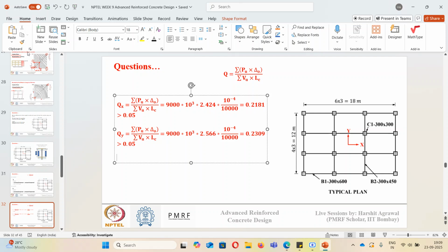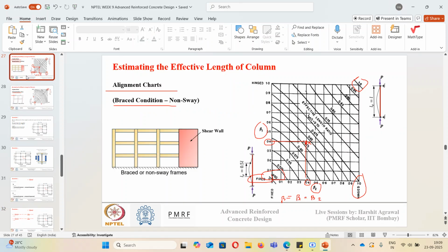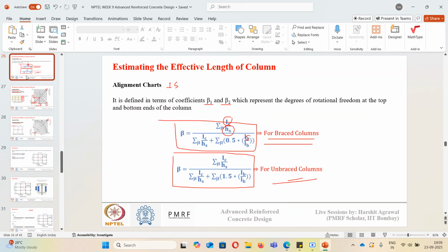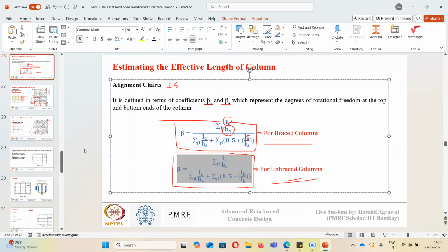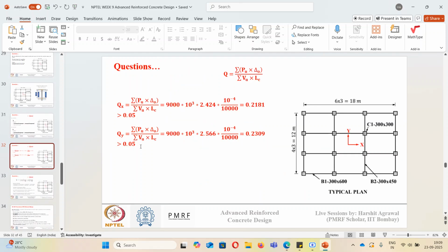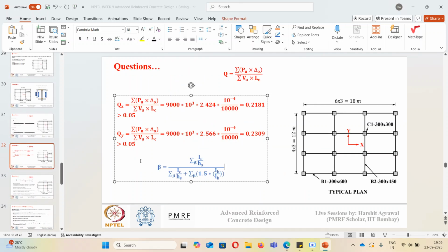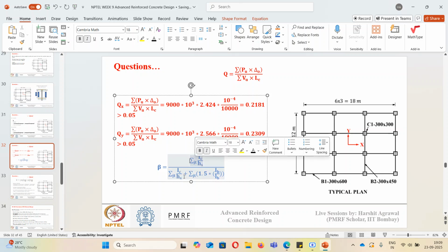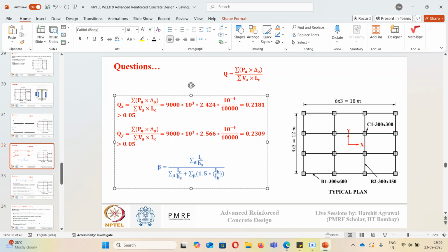Now once we know it is an unbraced frame, we need to use this alignment chart for calculating the effective length. And for this we'll use the second formula of beta. So this beta we need to calculate. I will just copy this beta formula here. Now again, here I need to add the summation of ic by sh, ic by sh, and ib by lb. This value of beta will depend upon the direction, because ib will change in both directions. So I will just give you the final value.